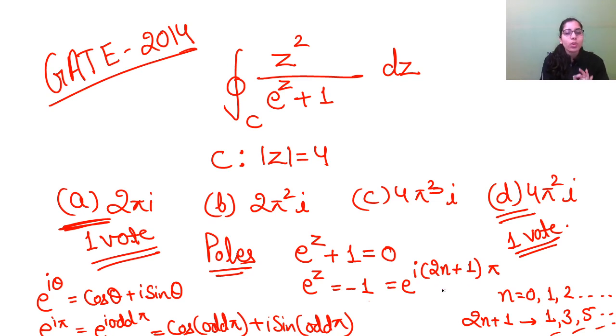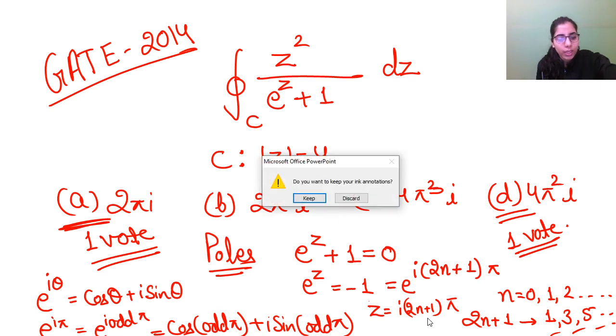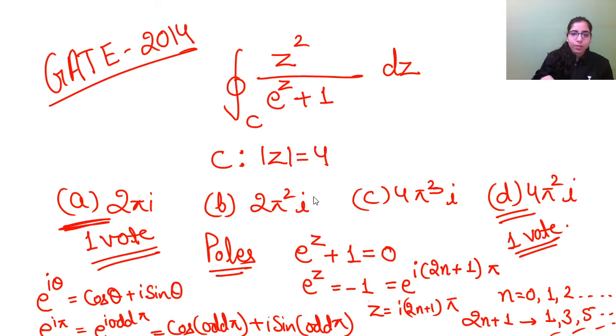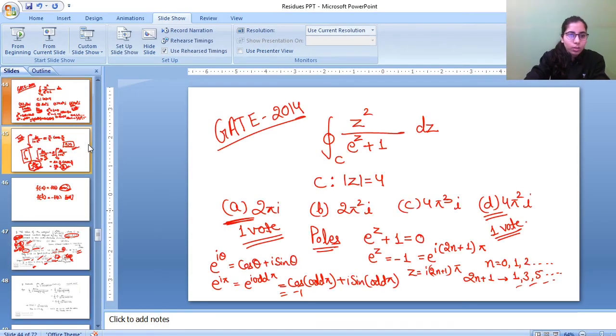Clear? Now in this case, what will happen? Our pole z will be equal to iota (2n plus 1) pi. So how many poles are we getting from here? Just a second guys, let me take a new slide, and on that slide I will write more things. Okay, one second.